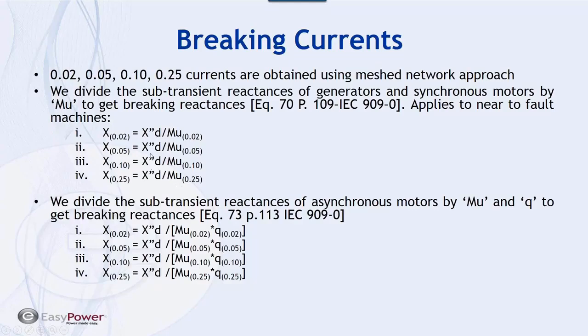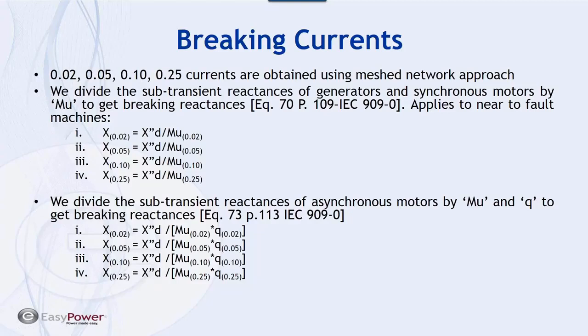Then you would ask what if it's a far from fault piece of equipment, which is not supposed to see any decay? For that case, it's a simple answer. Mu would deliver 1. If you look at the equations, you would see that they become 1, so the impedance doesn't change. Nothing in that network changes.